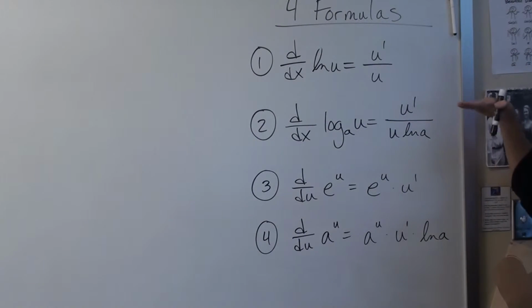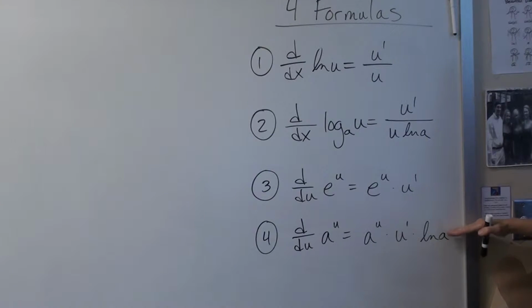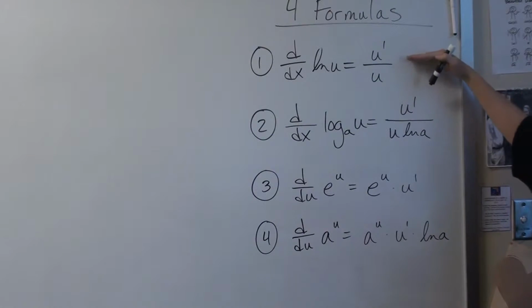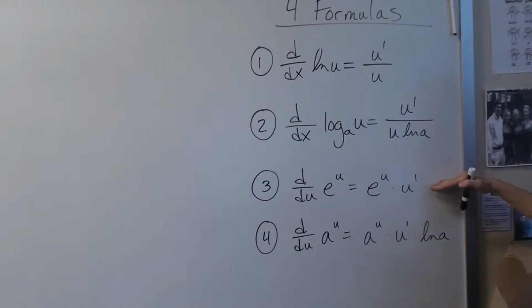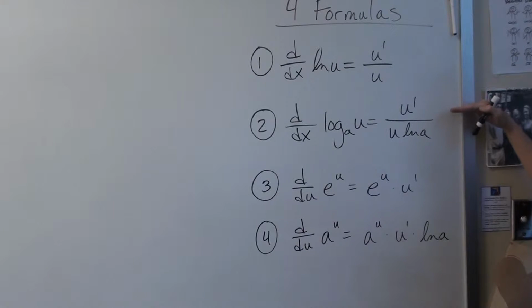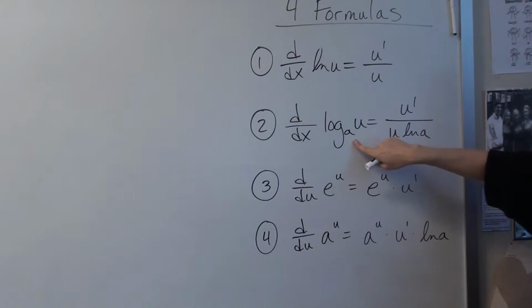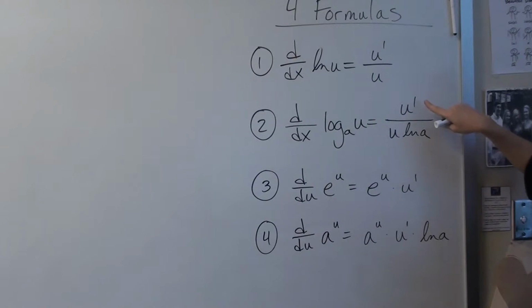Technically the only formulas you need are this one and this one. Because when you're dealing with log base e, or e to the u, these are just specific cases of these formulas, right? If I used this formula and plugged in an e for my base, log base e of u, I'd get u prime over u ln e. What is ln e? 1, right? So just back to here.